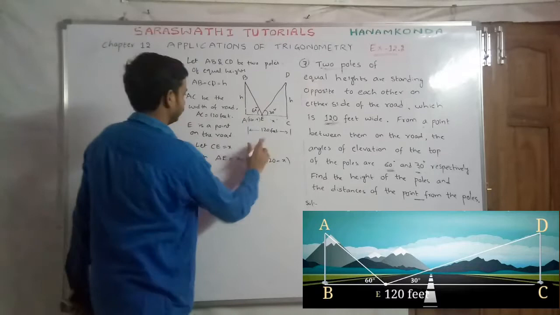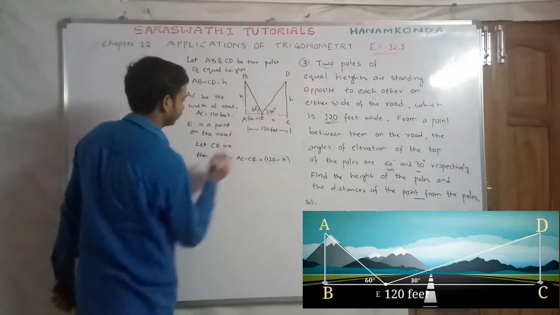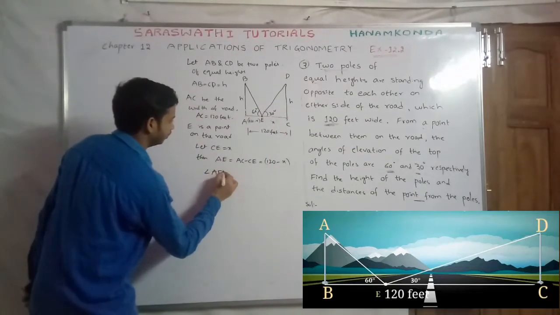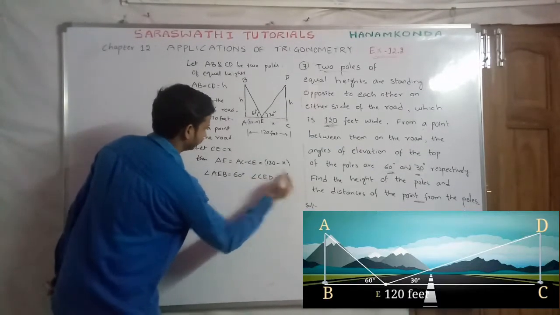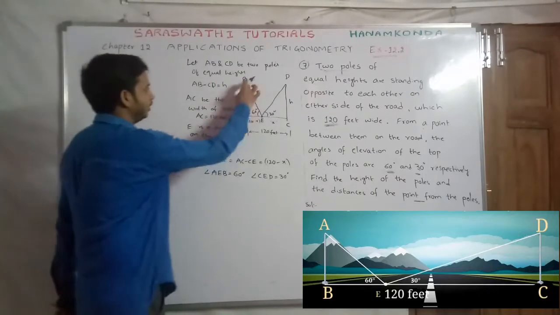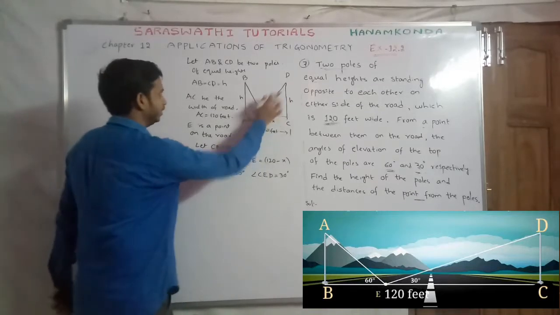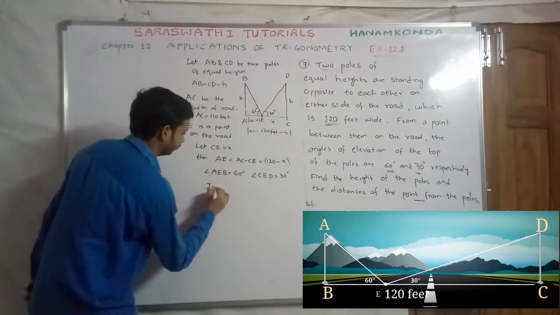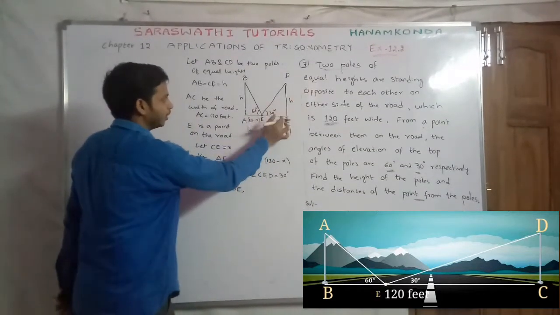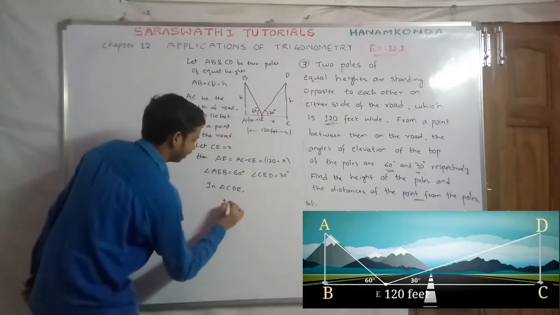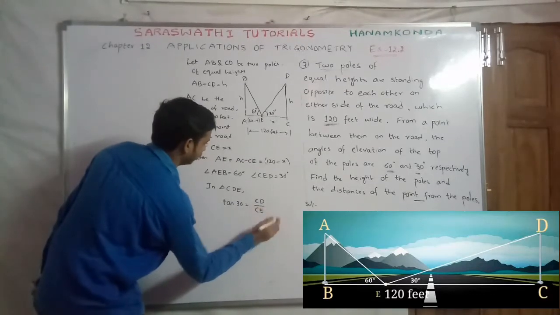So now angle AEB equal to 60 degrees, angle CED equal to 30 degrees. So here we are getting two triangles, triangle ABE and triangle CDE. So first consider triangle CDE. In triangle CDE, tan 30 equal to opposite by adjacent, that means h by X. So tan 30 equal to opposite to 30 is CD by adjacent is CE.